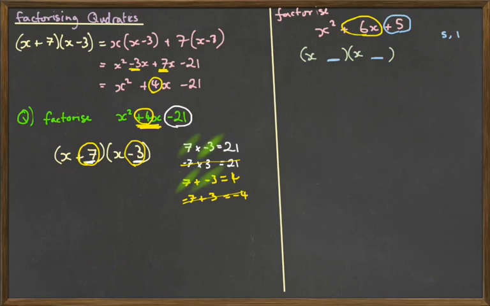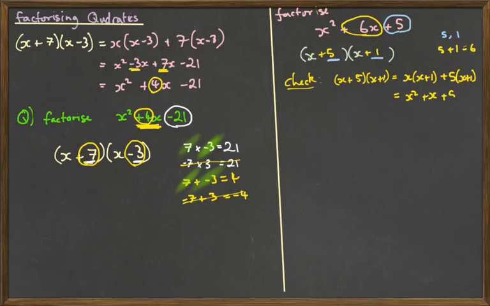Now that 6 came about by adding those two numbers together. And sure enough, 5 plus 1 is 6. So I can put that in, x plus 5, x plus 1. Now I can check that this is the correct solution by expanding the double brackets, x plus 5, x plus 1. When I expand that, I get x times by x plus 1, plus 5 times by x plus 1. Continuing, x squared plus x, plus 5x plus 5. This gives us x squared plus 6x plus 5. Now you see how it's the same as the question. The checking showed that I had the correct solution.